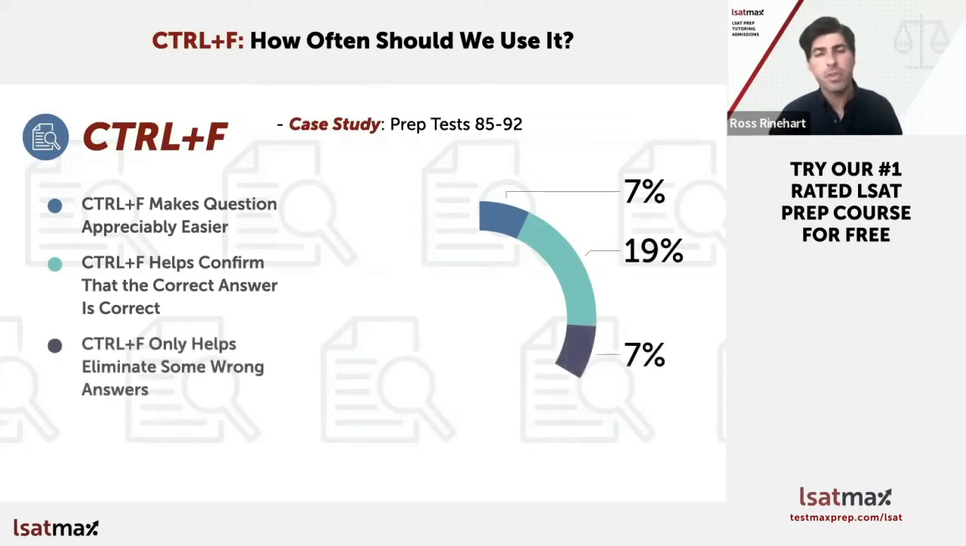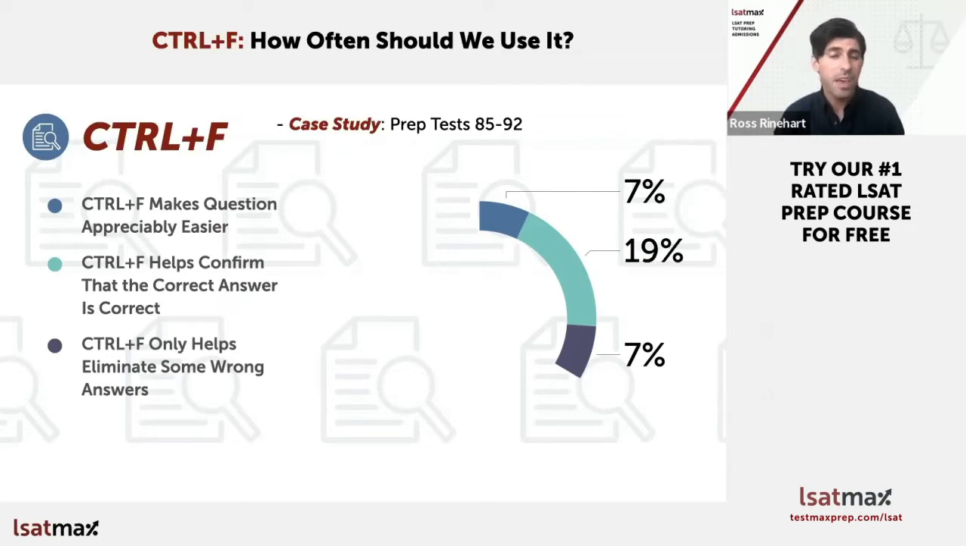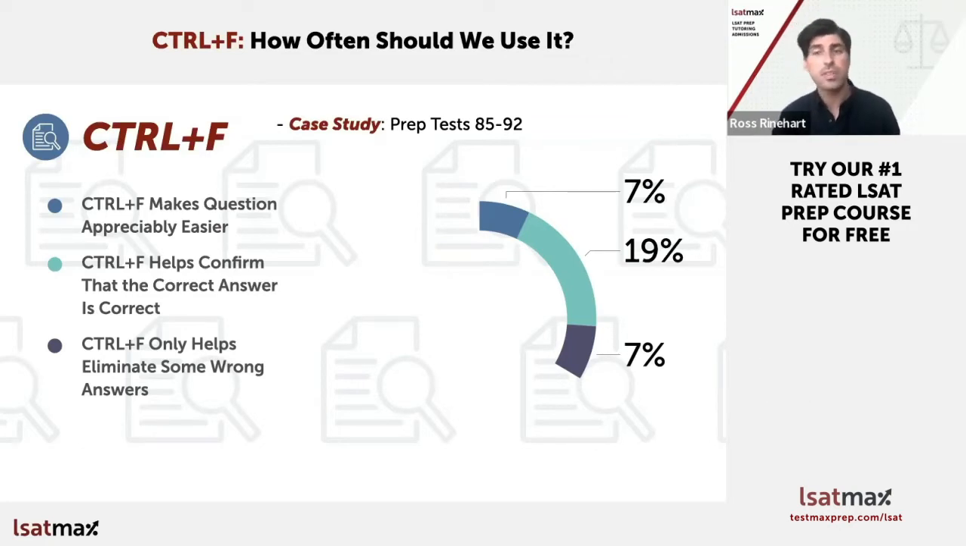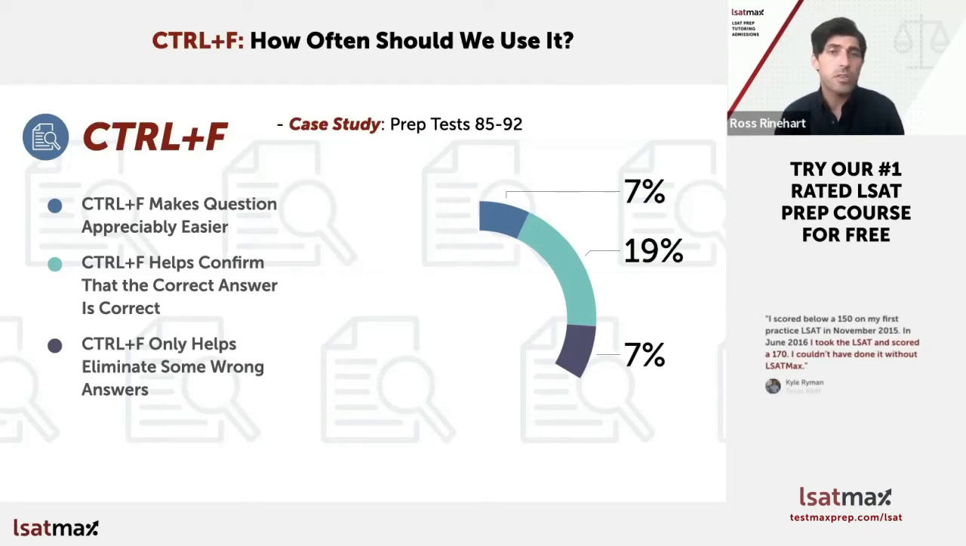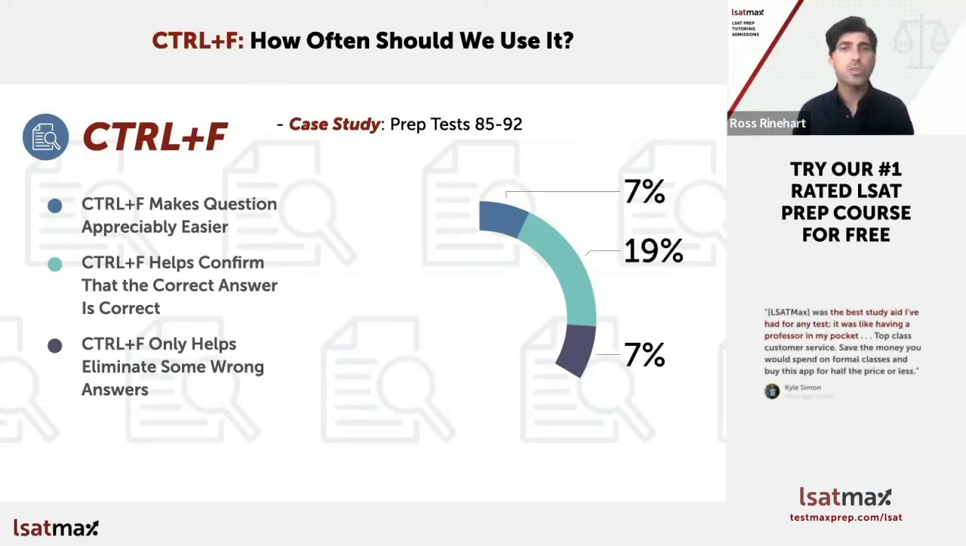Now for another 7% of the questions, I found that Ctrl+F didn't really help you confirm that the correct answer is correct. However, it did help confirm that some wrong answer choices were incorrect. Basically, you can use Ctrl+F to find the part of the passage that confirms that an answer choice is not true or misconstrues some information in the passage, or you can use Ctrl+F to get a strong sense that, hey, the thing the answer choice is talking about is not discussed in the passage. So Ctrl+F would have helped you eliminate some of those answer choices.